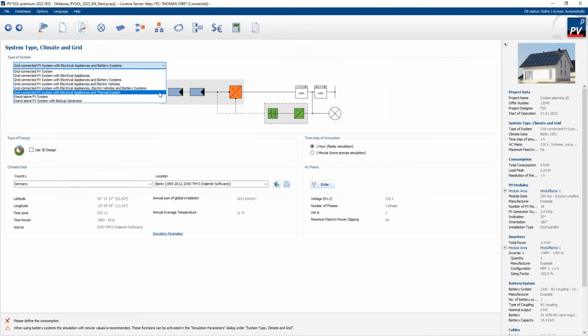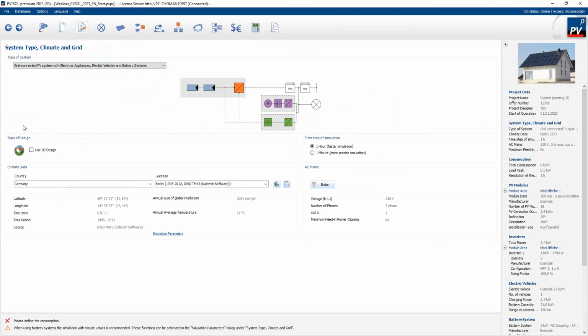Another option would be that you have electrical appliances and a thermal system. Thermal system means that you use a heat rod to heat up domestic hot water, or to run a heat pump, for example. And two further options are standalone systems with and without backup generator. And we have mentioned it at the beginning. We would like to define a grid-connected system with electrical appliances, electric vehicle, and battery system.